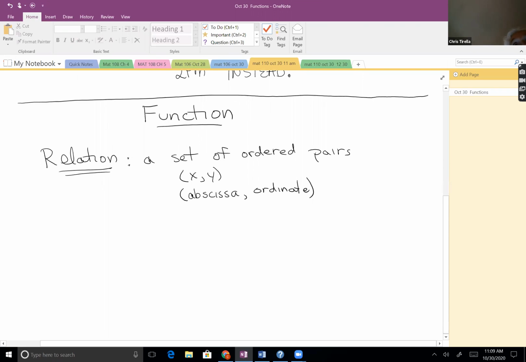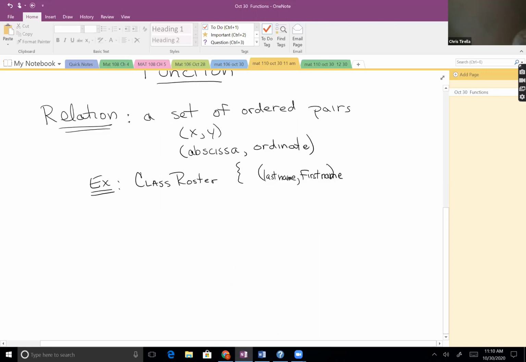When I look at relations, sometimes they're numeric, but sometimes they're not. A non-numeric relation could be something like a class roster. On a class roster, for each and every one of you, I have a pair of information: I have your last name, and I have your first name. You go to the doctor's office and they might take information from you. They might look at your height and compare it to your weight. For every patient, they'd have this relation, this list of ordered pairs, height and weight.